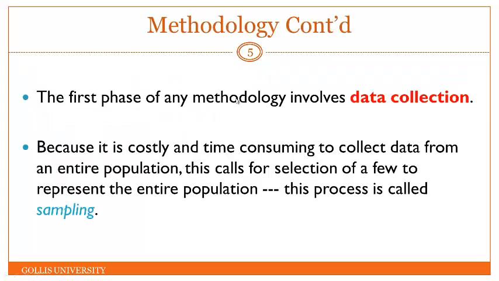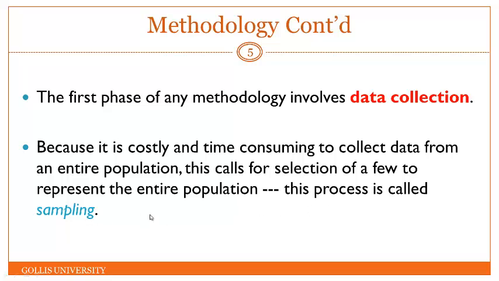The first phase of any methodology involves data collection. Sometimes we need to collect data from a large population and therefore it takes a lot of time and is costly. Because it is costly and time consuming to collect data from an entire population, this calls for a selection of a few to represent the entire population. And this process is what we call sampling.